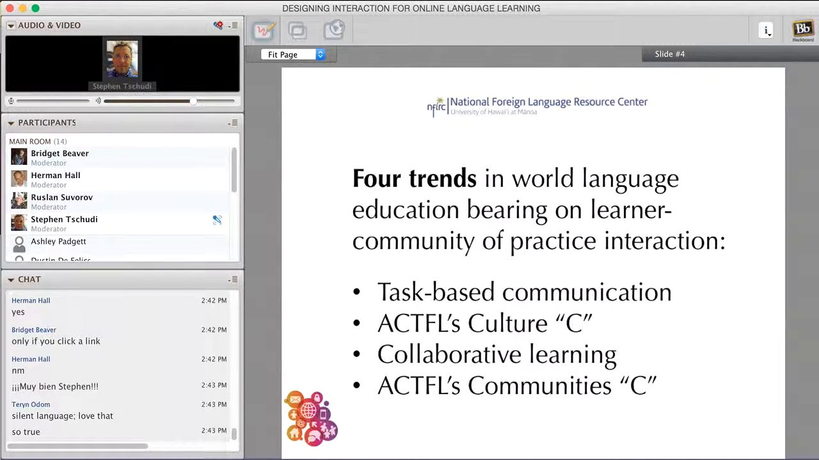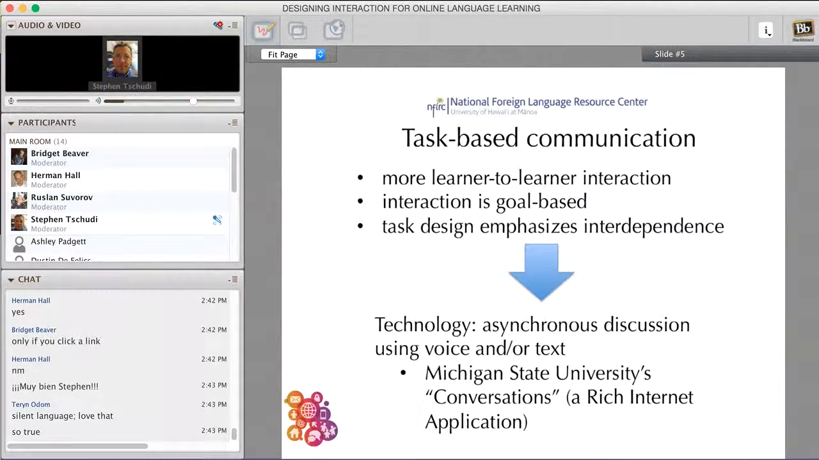All right, so talking about 4 trends in world language education that have bearing on learner and community of practice interaction. These 4 trends are task-based communication, ACTFL's culture C, collaborative learning, and ACTFL's communities C. So taking these one by one, let's talk about task-based communication.